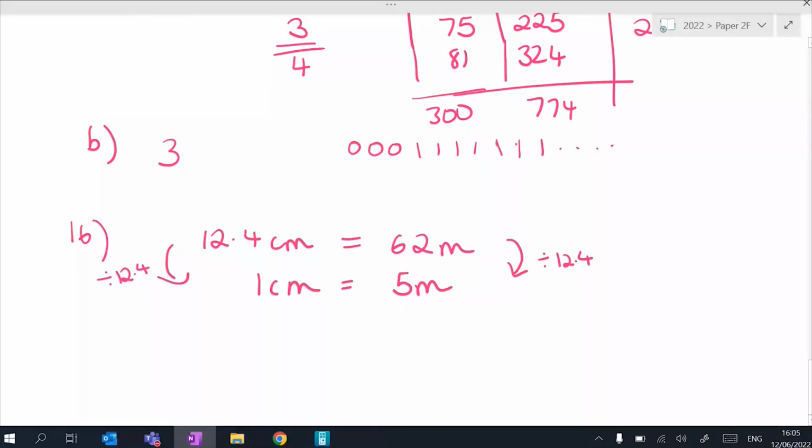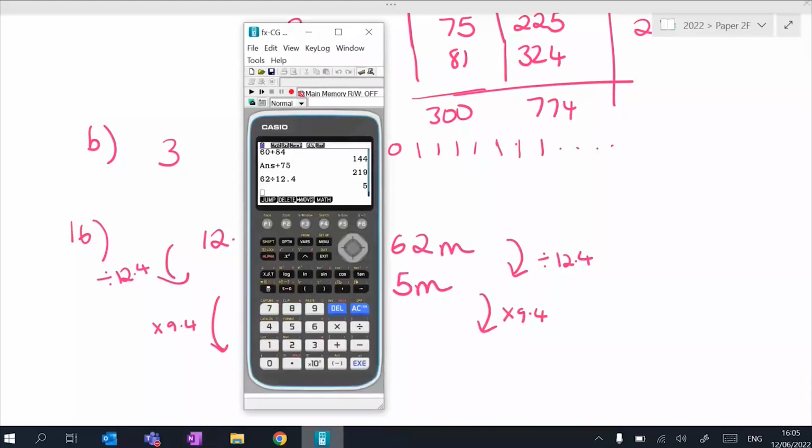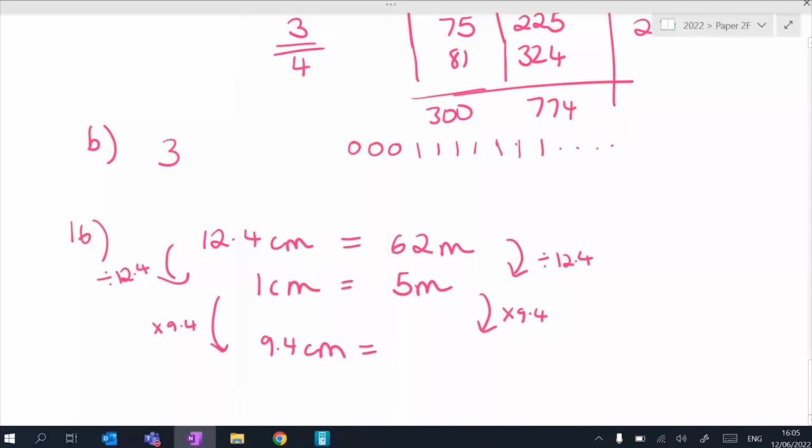If I've then got a width of 9.4 centimetres, I'm going to multiply by 9.4 to get 47 metres.